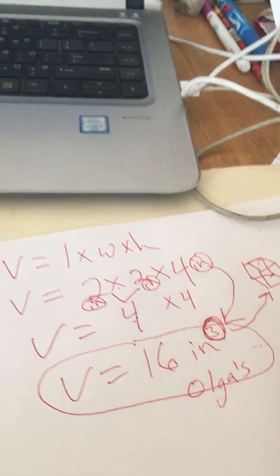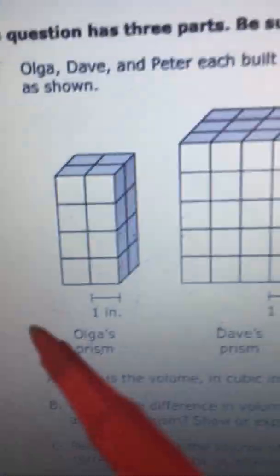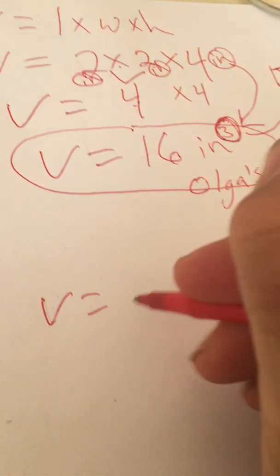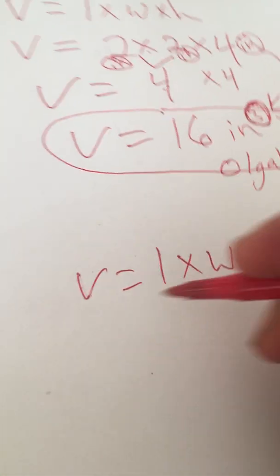So what's the difference in volume in cubic inches between Dave's prism and Olga's prism? We know that Olga's prism is 16. So now we have to find Dave's volume. So for Dave's volume, let's say volume is length times width times height.